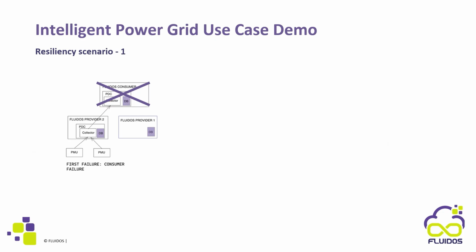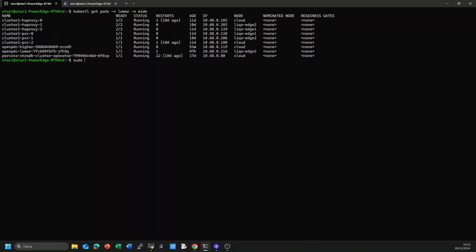The first scenario illustrates how FLUIDOS enhances resilience when the consumer node becomes unavailable. In this situation, the isolated provider node remains fully functional, continuing to operate independently without disruption. By shutting down the consumer node, the high-level PDC stops functioning, while the low-level PDC continues to operate seamlessly.